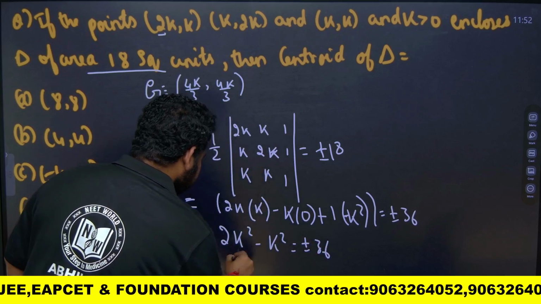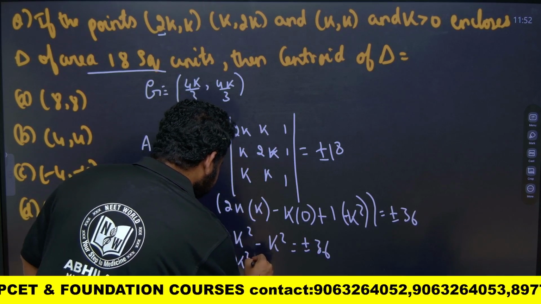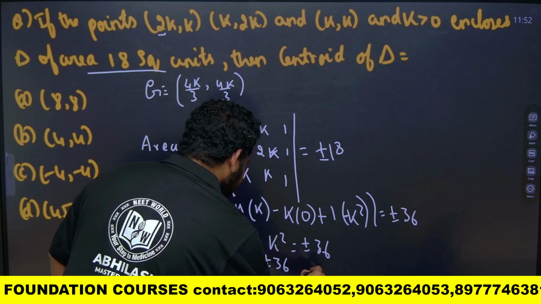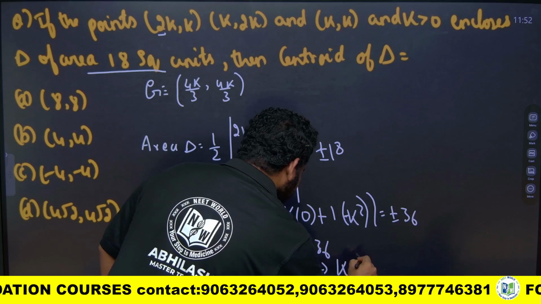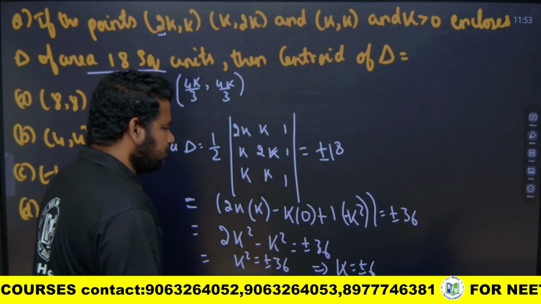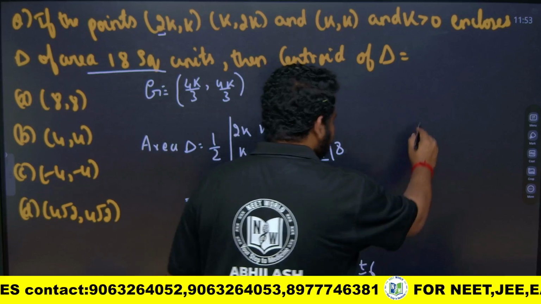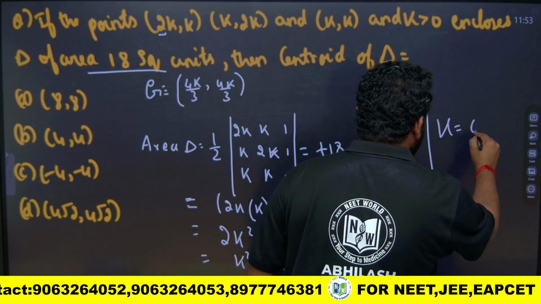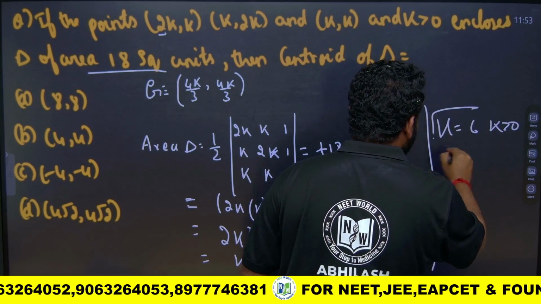So you will get it as what? 2k square minus k square is k square is equal to plus or minus 36. Okay. So k will be equal to what? k will be equal to plus or minus 6, but I will take only k is equal to 6 because they have told k is greater than 0. So I got k is equal to 6.